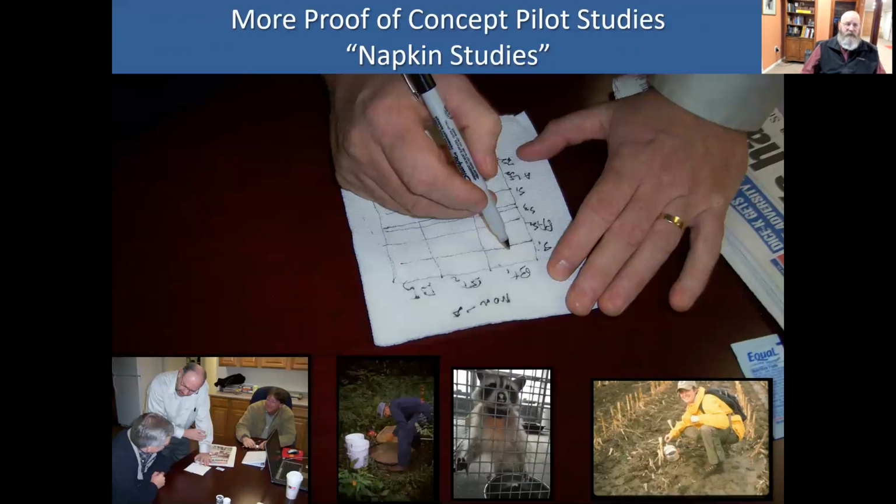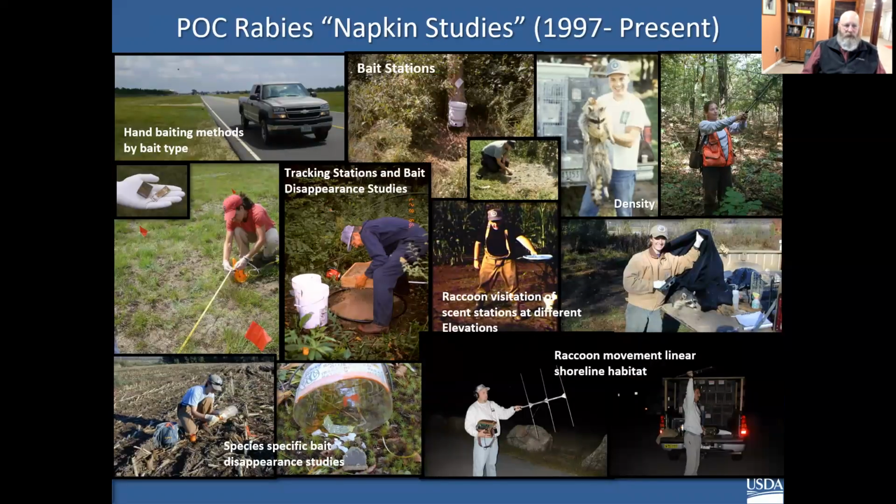And early on, we did a lot of napkin studies. Dr. Slate was famous for literally drawing a research design on a napkin and handing it to us and having us go and implement a research project. And we did a lot of them early on.